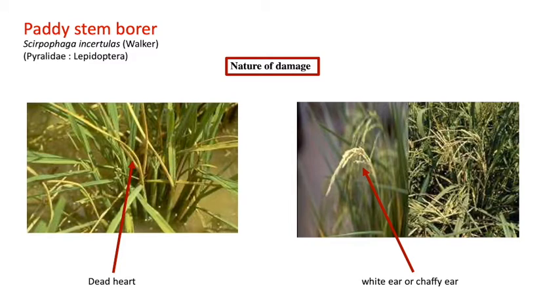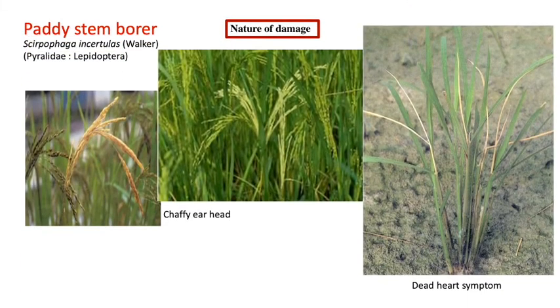At the boot leaf stage or earhead stage, the larva bores into the topmost node and feeds at the base of the earhead. The succulent earhead dries and becomes white ear or chaffy earhead, and such earheads easily come out when they are pulled. These are the symptoms of dead heart and chaffy earhead side by side.